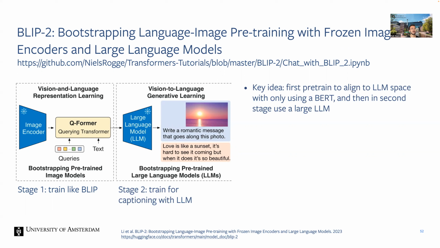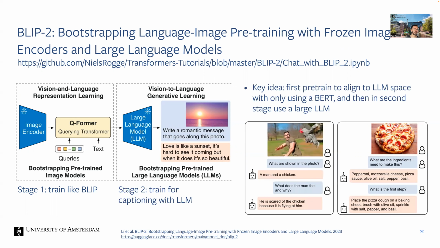So the key idea is first to pre-train to align into the large language model space by only using a small BERT model. And then at the second stage, use a large language model. And they show that this two-stage approach works better. And yeah, so you can see the same things happening. And this is exactly done the way I've shown you earlier, where everything is projected into this language space. Image, that's just image tokens. Language, that's just language tokens, and so on. And all the model does is it answers by tokens.